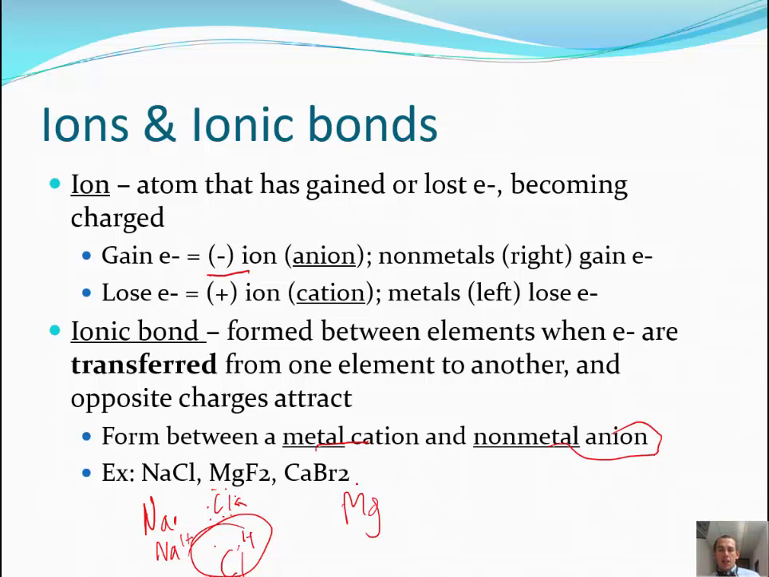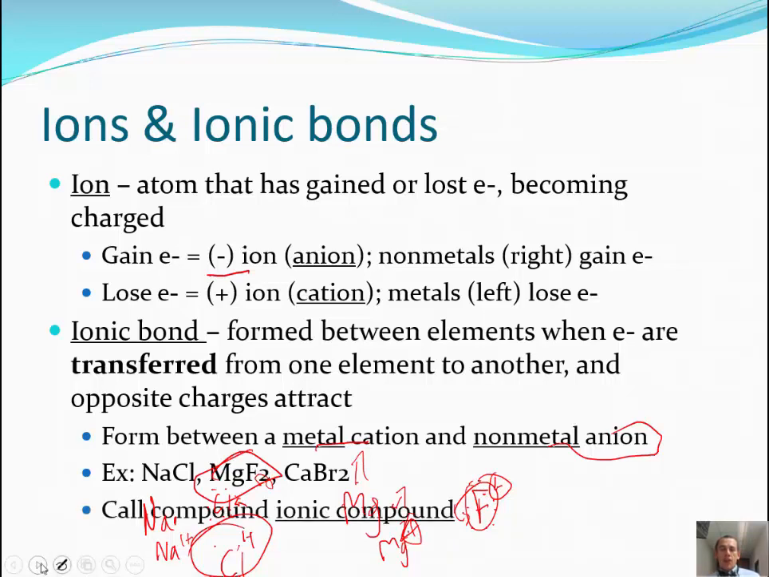But magnesium has 2 valence electrons, so it'll give both of those away and become a 2 plus ion. Fluorine, on the other hand, has 7 valence electrons. It's only got room for 1, so it takes in that 1 electron and becomes a 1 minus. A 1 minus doesn't balance a 2 plus, so we need 2 fluorines, which is why MgF2 is the formula for magnesium fluoride. There are 2 fluorine ions for every magnesium ion, because a magnesium ion is a 2 plus, and there's only a 1 minus charge on that fluorine ion.